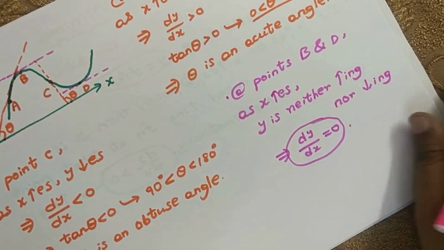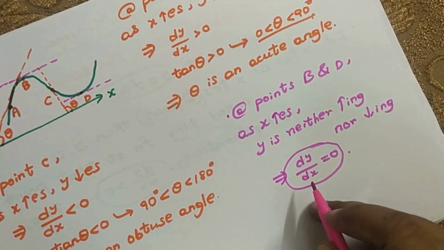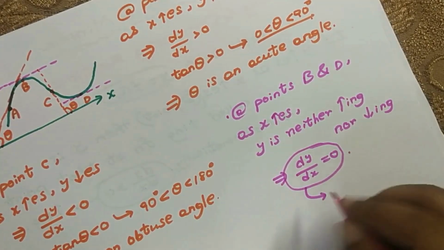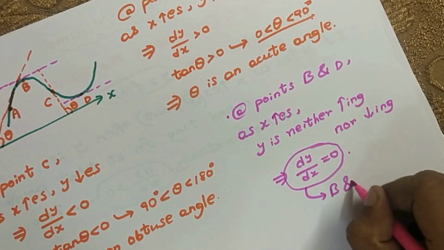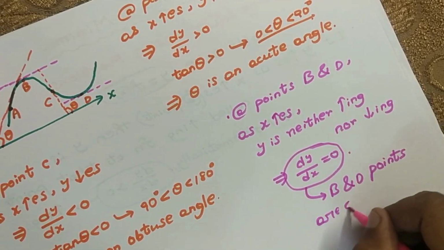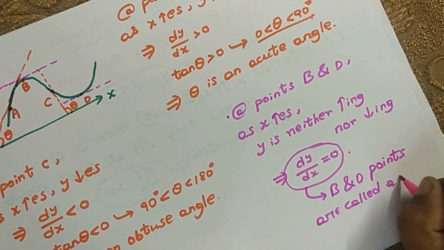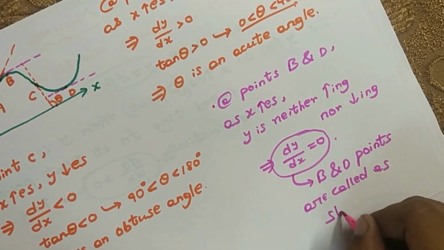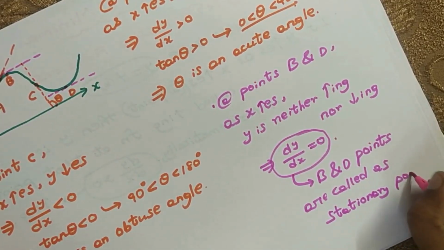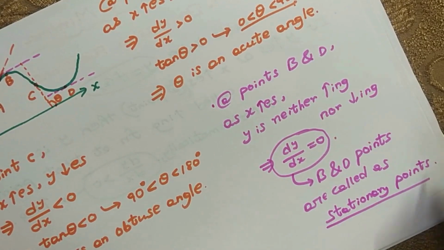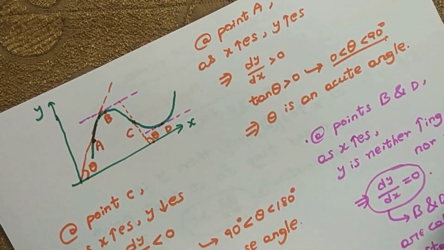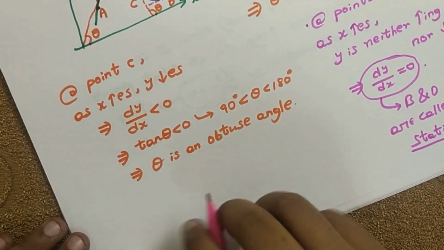So whenever the change in y with respect to change in x is 0, the points a, b and d are called stationary points. Yes, stationary points. Okay, let's see one quick note point now.